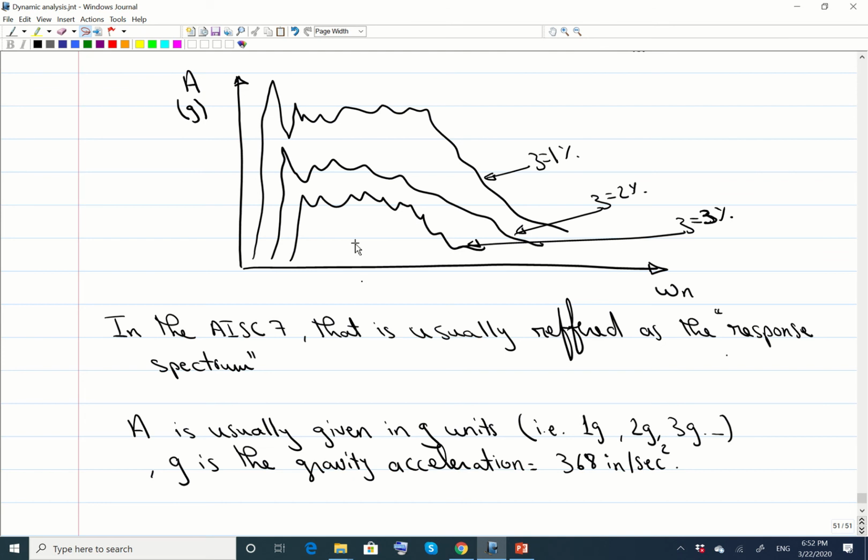You construct them by your knowledge in dynamic analysis, but once you construct them, you don't need any dynamic analysis anymore. You can just extract the value over here and do a simple static analysis as you learned in structure analysis 1, structure analysis 2.